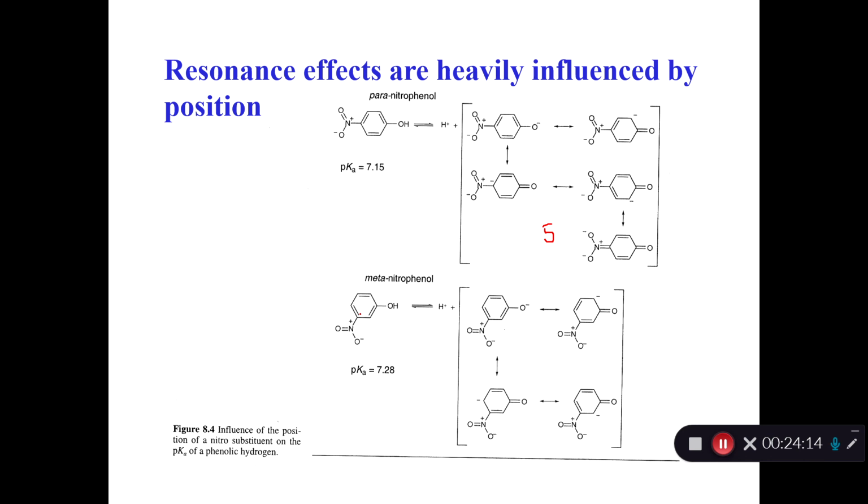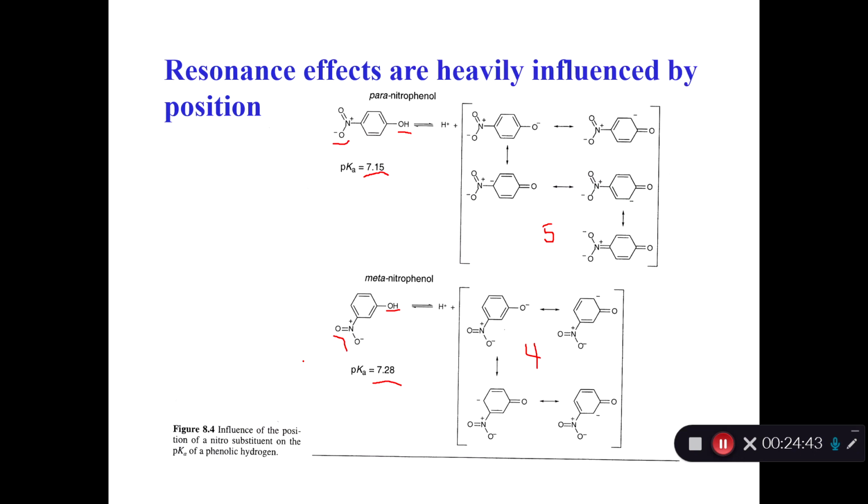But if I have my nitro group in the meta position, then I can only draw 4 resonance structures, and so this is less favorable. Because this is more favorable, it has a lower pKa, 7.15. This is a little higher at 7.28. Even though the nitro group is now closer to the scene of the crime than it is up here, this is still more effective. This still has a bigger influence on the pKa because of the resonance.